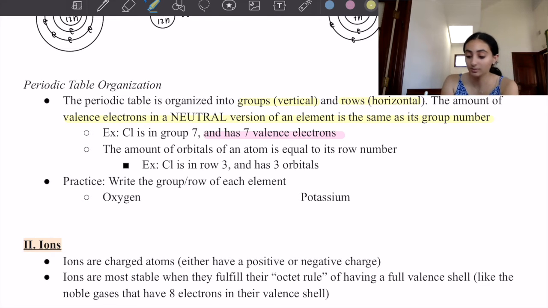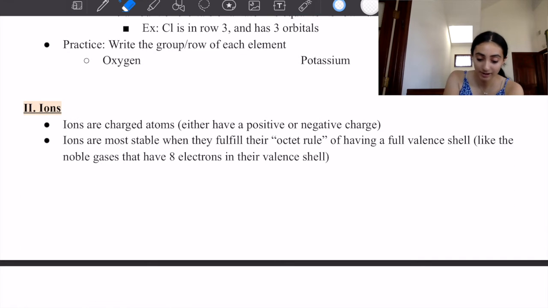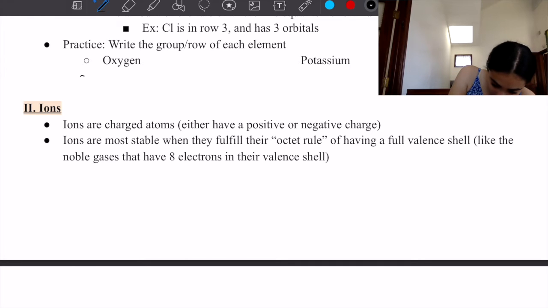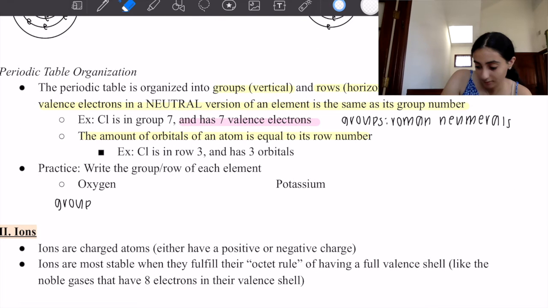And then the amount of orbitals in an atom is equal to its row number. So magnesium is in the 3rd row and it'll have 3 orbitals. So now we're going to practice by writing the group and the row of each element. If you look at oxygen, it is in group 2. Also, groups are written in Roman numerals and rows are written in Arabic numbers.